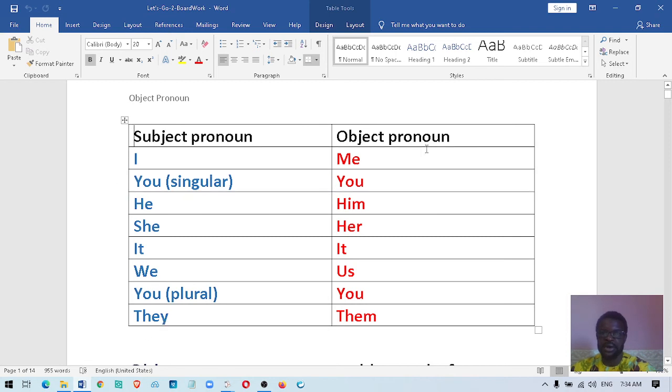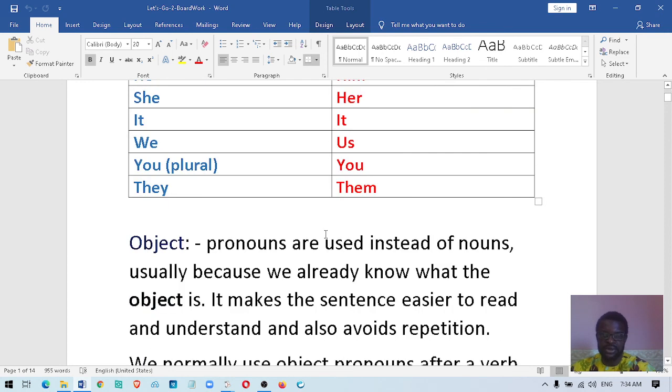Then I in the object form is what? Me. You is you. He in the object form is him. She in the object form is her. It is it. We is us. We, you plural is also you plural, and they is what? Them. Okay, let's look at some examples.